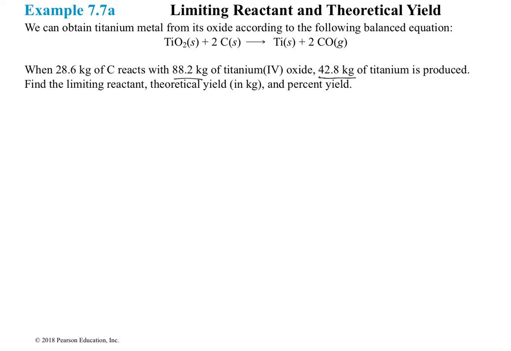So notice, they give me a product. Do not start with the product. You want to start with your reactants. So we have 28.6 kilograms of carbon, 88.2 kilograms of titanium 4 oxide, and let's go from there. So I want to get into titanium since that is the product that they end up measuring. So let's go kilograms. 1 kilogram is 1,000 grams.